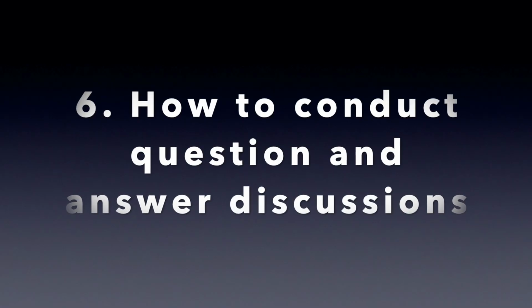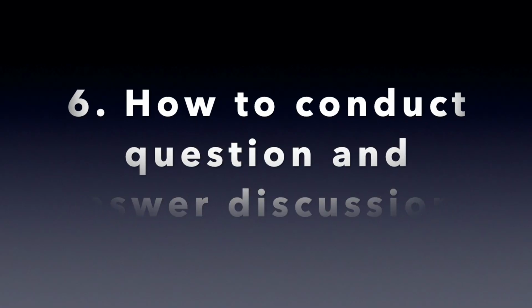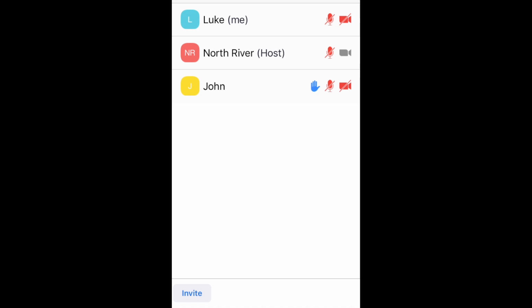Sixth, how to conduct question and answer discussions. After asking a question, press the Participants button to see who is raising their hand. In this example, we see that John is raising his hand. So let's name him loudly and clearly so that he knows he has to turn on his microphone and give a comment. Brother John, your comment please.